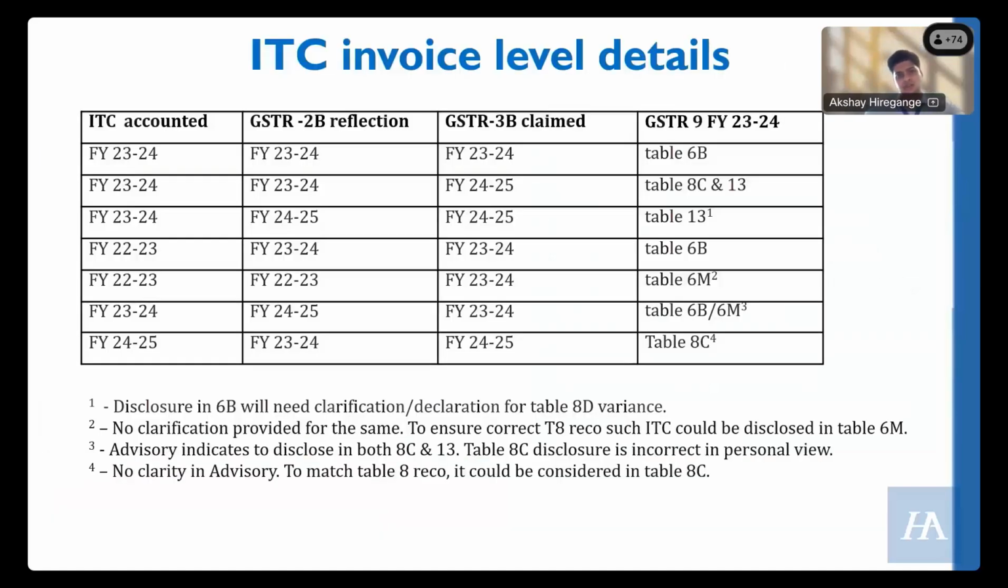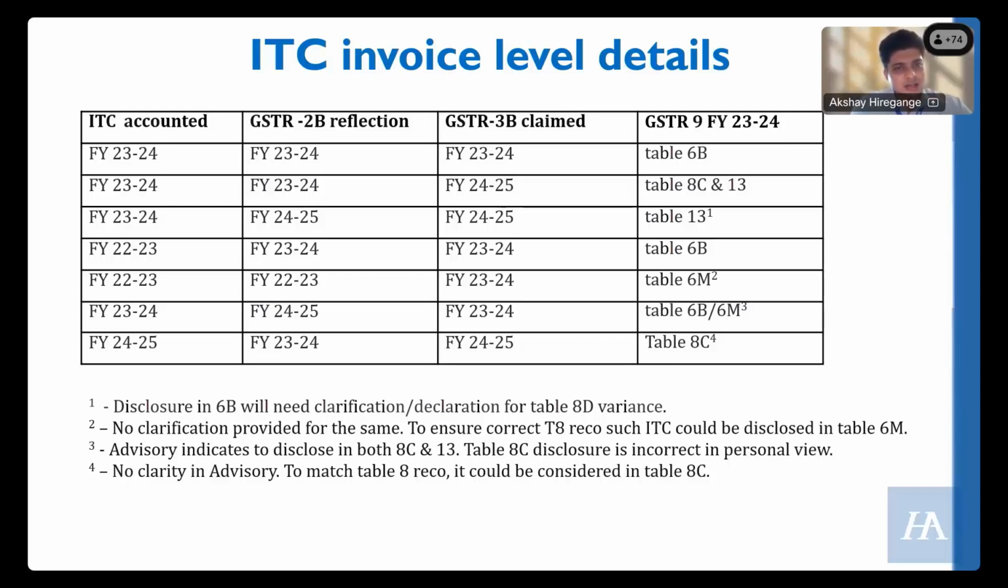So now we come to ITC disclosure and how we can disclose in our returns of 23-24. If you see, there are three bases. One is accounted period. Next is to be reflected period. The next is 3B claim period. When I say period, it could be any of the months within this financial year. So for ease, we have just taken financial year as the basis.